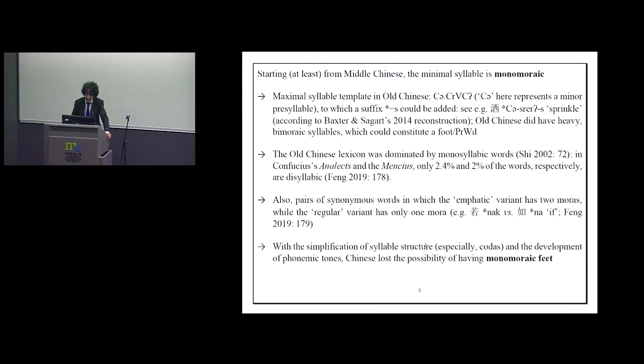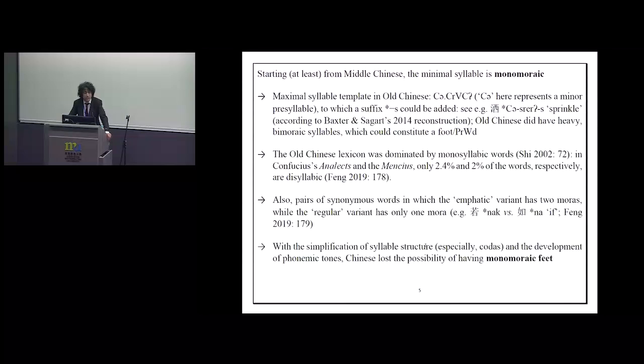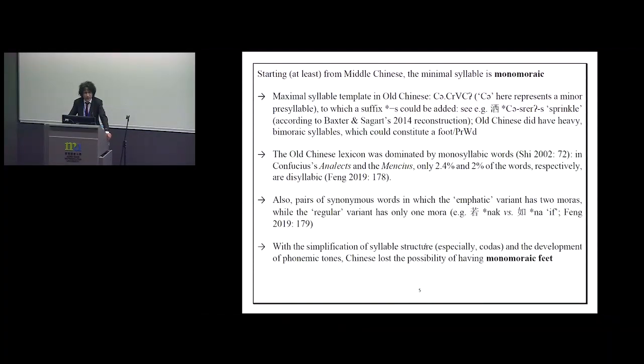For instance, in representative works of classical Chinese, like the Analects, the Luyu, or the Mencius, the Mengzi, you have only a very, very tiny fraction of disyllabic words. So the vast majority of the words are monosyllabic.